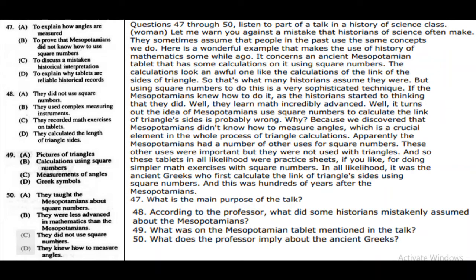Let me warn you against a mistake that historians of science often make. They sometimes assume that people in the past used the same concepts we do. There's a wonderful example that made news in the history of mathematics a while ago. It concerns an ancient Mesopotamian tablet that had some calculations on it using square numbers. The calculations look an awful lot like calculations of the length of the sides of a triangle. So that's what many historians assume they were.